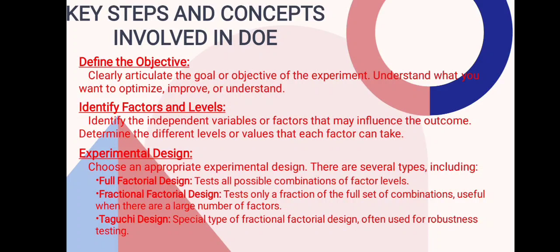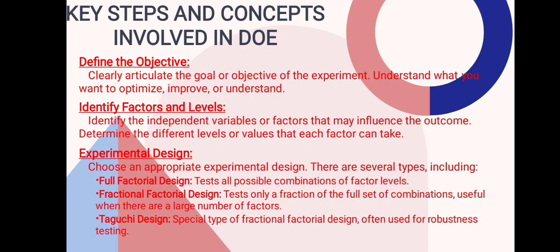Next is identify factors and levels. Identify the independent variables or factors that may influence the outcome. Determine the different levels or values that each factor can take. It is important to identify the factors and levels of your experiment for you to be able to identify the problems of your experiment.